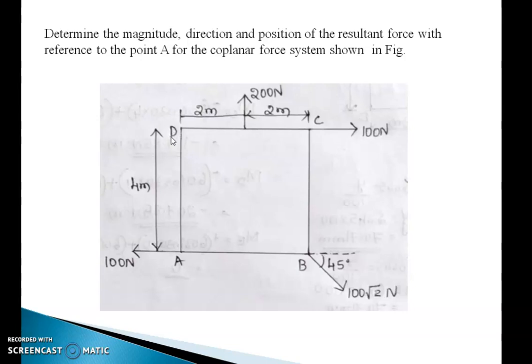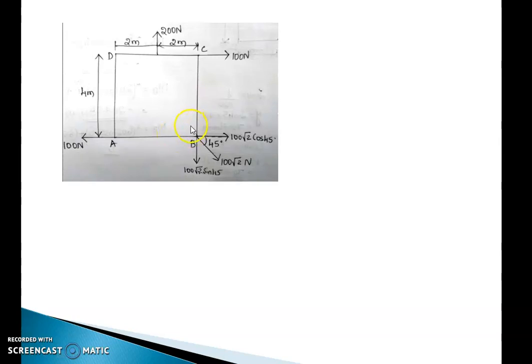Now come to the solution part of the problem. We have one 100 Newton force at C, which is purely horizontal, and we have a force of 200 Newton, which is acting in the middle of D and C, 200 Newton vertically upward. It is a purely vertical force. Coming to the force at A, it's a purely horizontal force. Coming to the force at B, which is 100 square root 2 Newton, it makes an angle of 45 degree with respect to the x-axis.